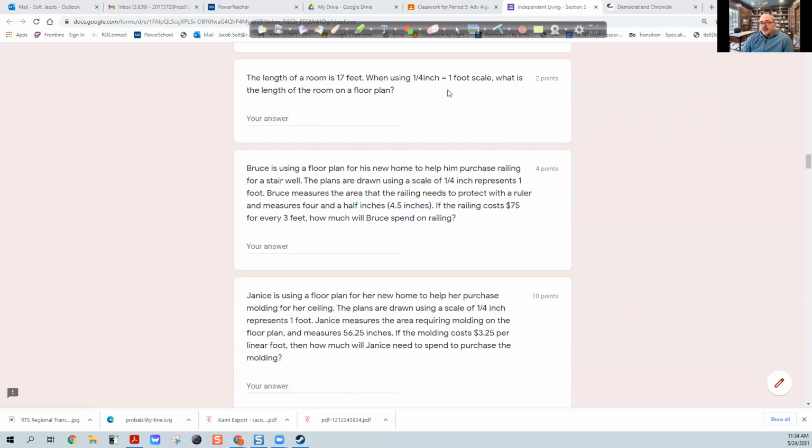Let me just give you a minute to think about this. Try to solve this one here. The length of a room is 17 feet. When using the 1/4 inch to 1 foot scale, what is the length of the room on the floor plan?